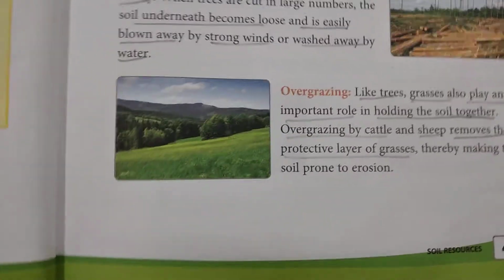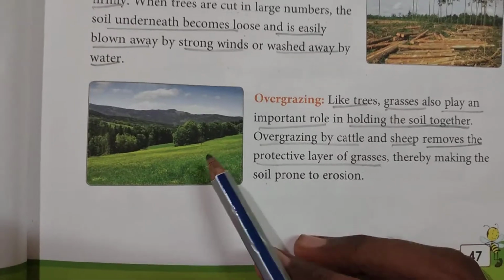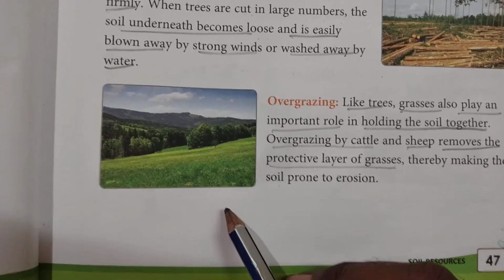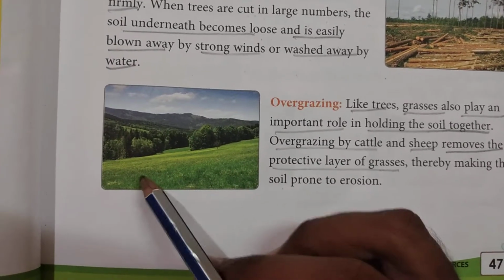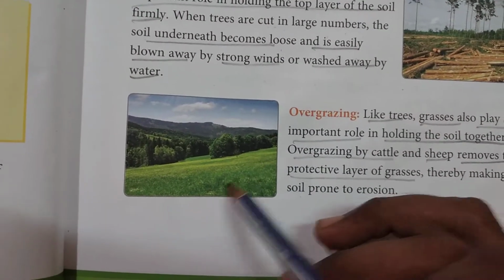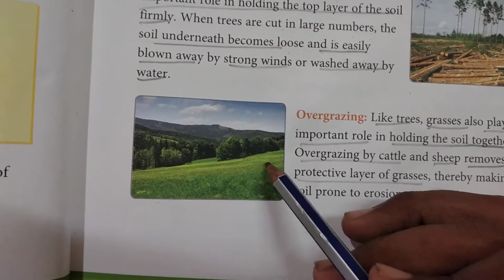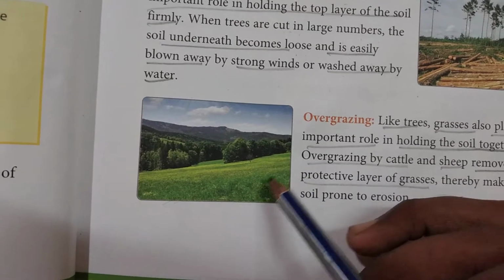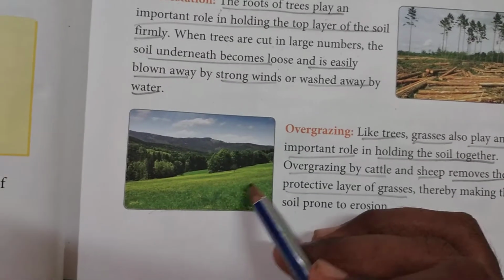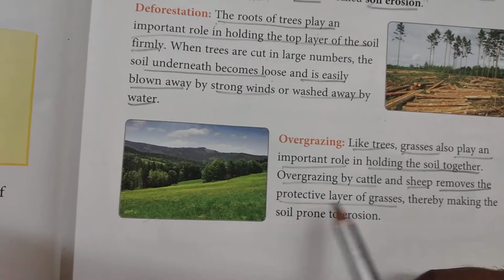Now let's see overgrazing. Overgrazing means that when cows or sheep or goats are allowed to eat the grass on the ground, it is known as overgrazing. This grass is also standing with the support of the soil under the surface of the ground. Grass has a connection with the soil. When the cows and sheep come and eat the grass, the upper layer of the soil gets loose, and it removes the protective layer of the grass.